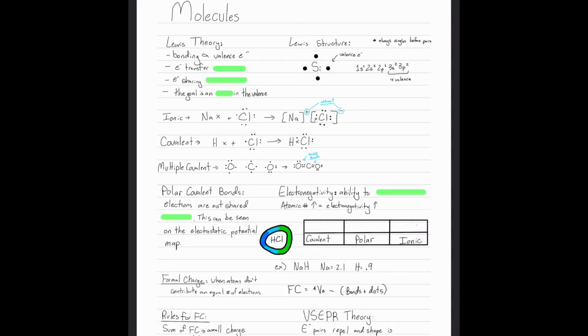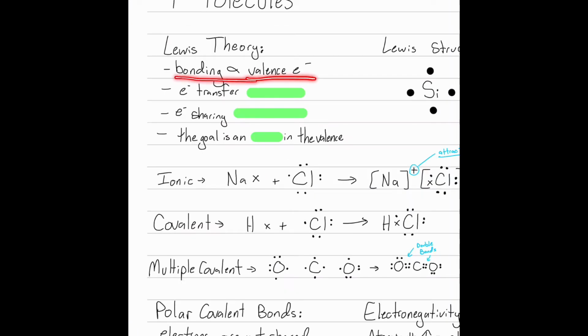Hey everyone, this tutorial is going to be on the molecules module. We're going to start with a little bit of review just to make sure everyone is on the same page. So, Lewis' theory states that the bonding capacity of an atom is dependent on its valence electrons. When electrons are transferred, an ionic bond is formed. When electrons are shared, that's a covalent bond. The goal is to end with an octet.